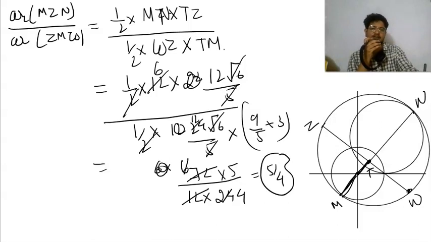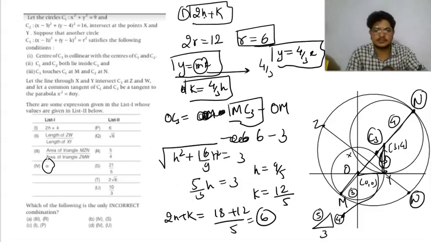So the area of triangle MZN upon ZMW will be 5 by 4. Firstly we have to understand what alpha is here. It is given that a common tangent of C1 and C2, and a common tangent of C1 and C3, is a tangent to the parabola x² = 8αy. So alpha is given here.